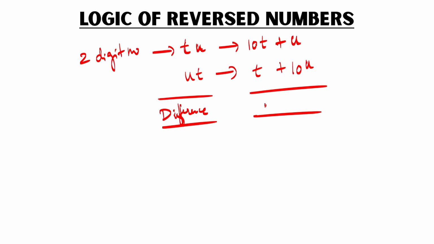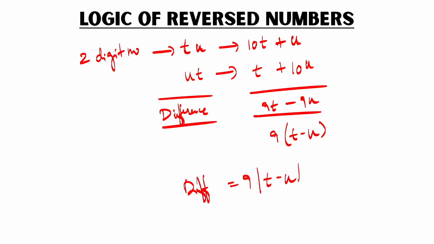Difference is 9T minus 9U. I will also tell you how to apply, right? We will solve some good problems regarding this concept, so don't worry, just listen. If you take 9 as common, then it will be T minus U. So the difference is 9 into modulus of T minus U.